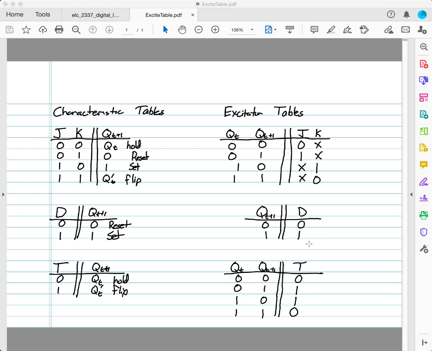We often don't even write this one out because, you know, you want a 0, put in a 0. You want a 1, put in a 1. This is your basic memory option. So the excitation table for a D flip-flop is trivial.